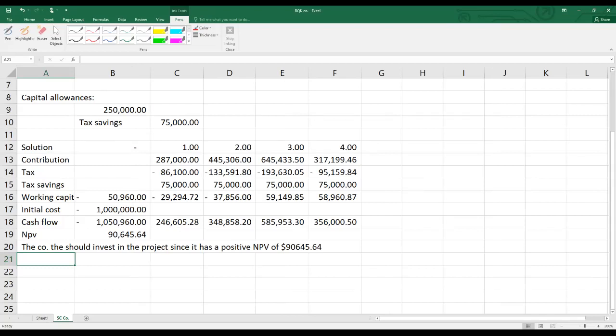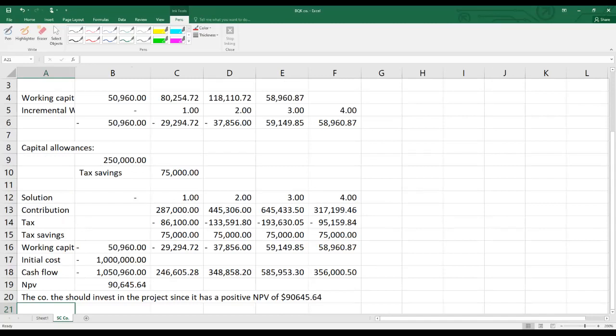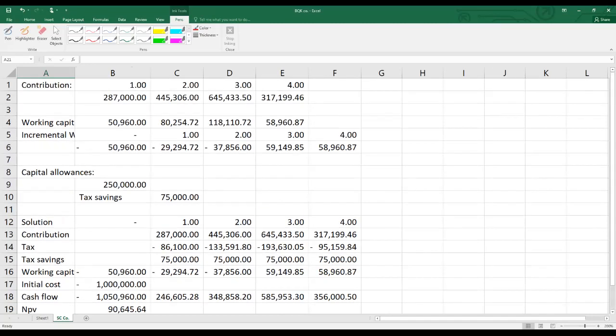I still didn't understand working capital. Sorry, you don't understand working capital? Yeah. Okay. Sanya, can you explain working capital? Well, it's similar to what we've been doing in the other questions. Maybe you can go through that and then see how he's done the same thing. It's literally the same thing, though. Okay. Let me try to help out. I hope it'll be okay.